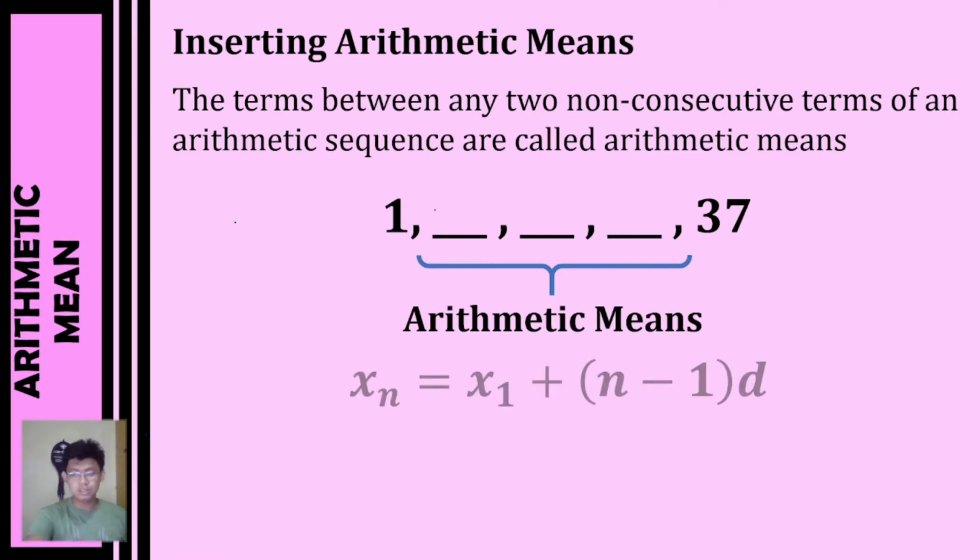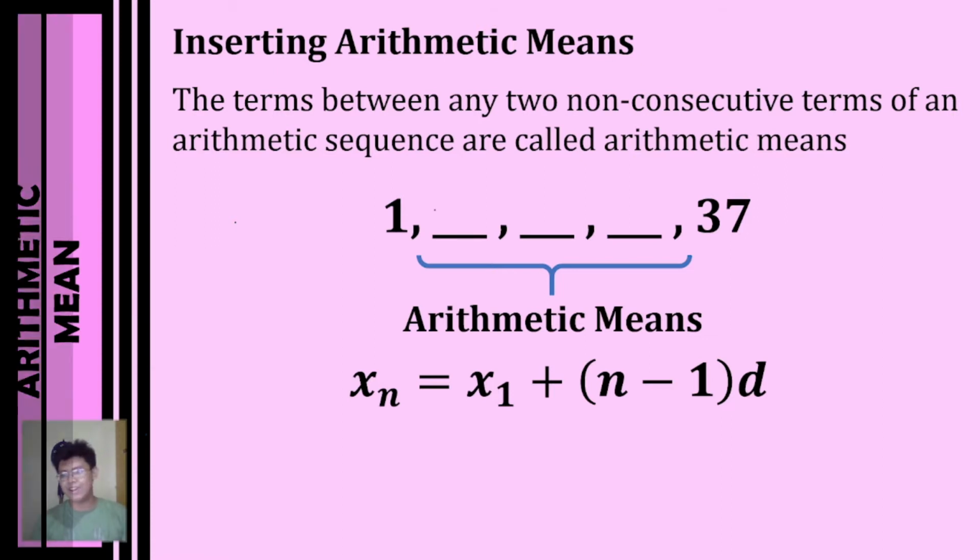We will still use the formula x sub n is equal to x sub 1 plus the quantity n minus 1 times d, or the arithmetic sequence formula. Now, let's have some examples in solving this arithmetic mean. Alright, now, let's have our first example.